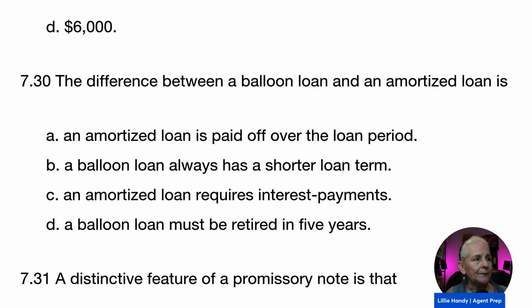Number 30. The difference between a balloon loan and an amortized loan is: A, an amortized loan is paid off over the loan period. B, a balloon loan always has a shorter loan term. C, an amortized loan requires interest payments. Or D, a balloon loan must be retired in 5 years.